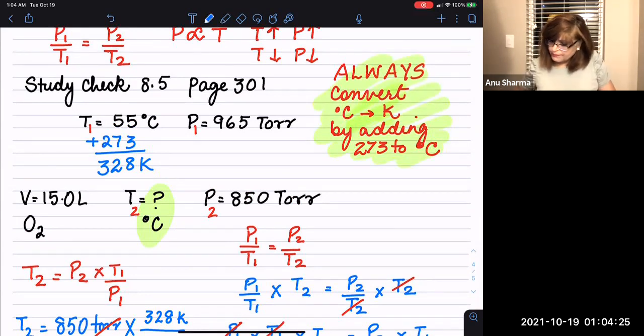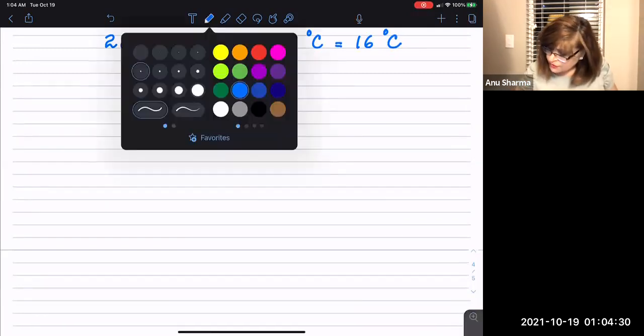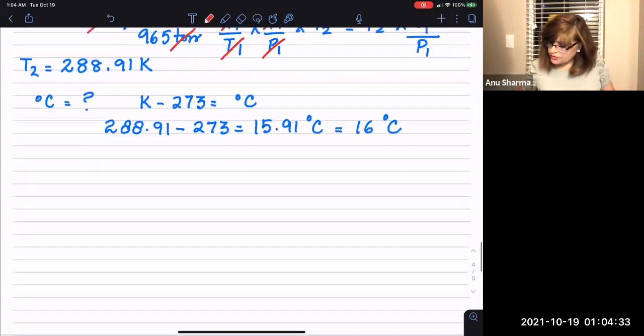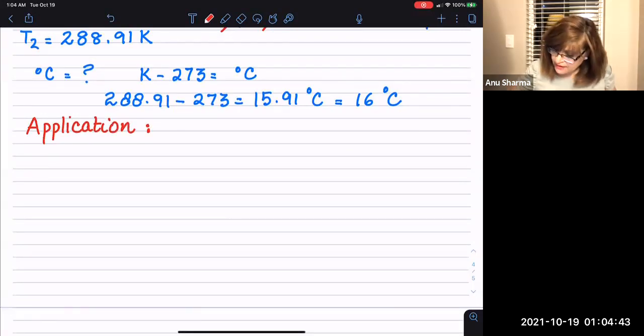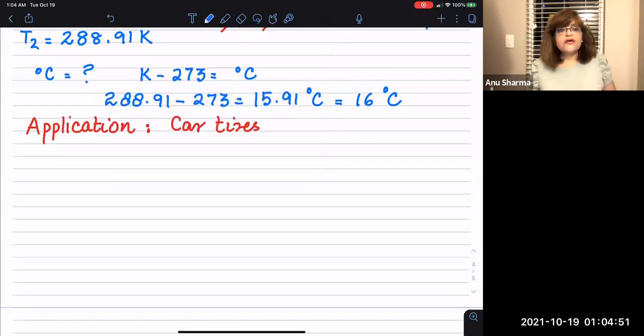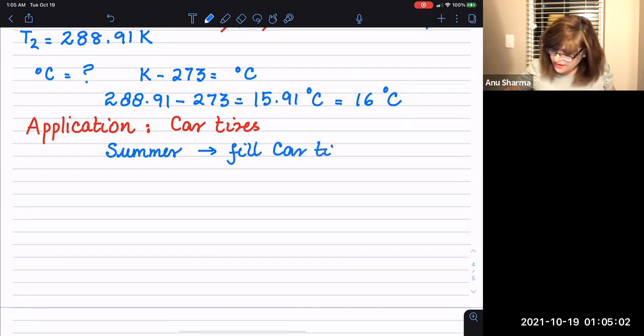Okay. Now let's look at the next problem, which is the combined gas law. Here, again, I forgot the applications. So what is the application of the Gay-Lussac law? You must have seen car tires. If you are filling your car tires in summer, you should always fill them less. Fill car tires less.